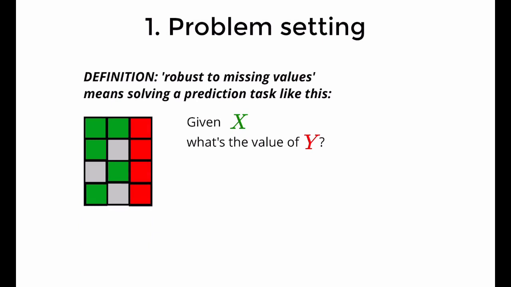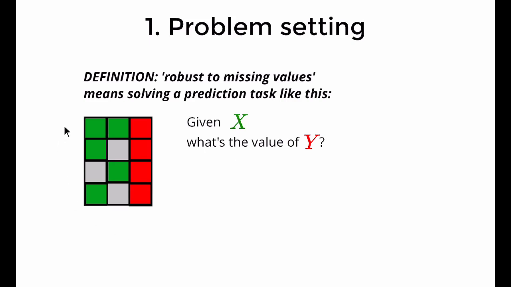So let's first define what we mean. When we say we want to be robust to missing values, this means, in the context of our paper, that we want to be able to solve a prediction task like this. Using the same graphical language as before, given the values for the green attributes, what's the value of the red attribute?